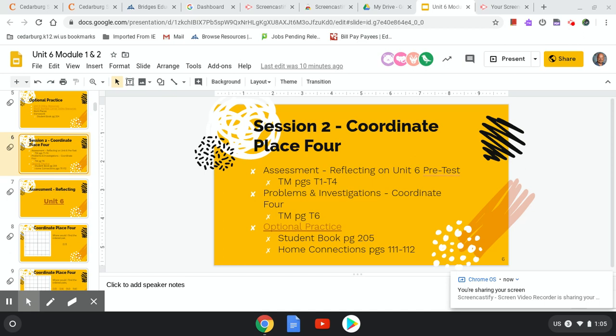Okay. We will play the Coordinate 4 game. It's like a Connect 4 game, but using coordinate graphs. We'll have the ability to print these out, and you can play it with a friend or a family member at home.